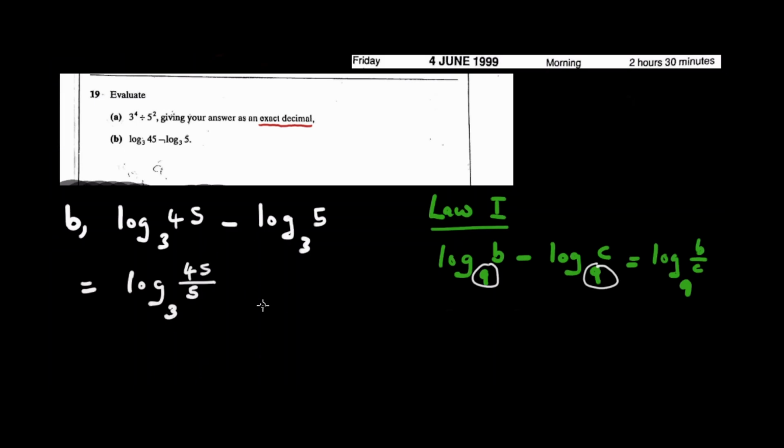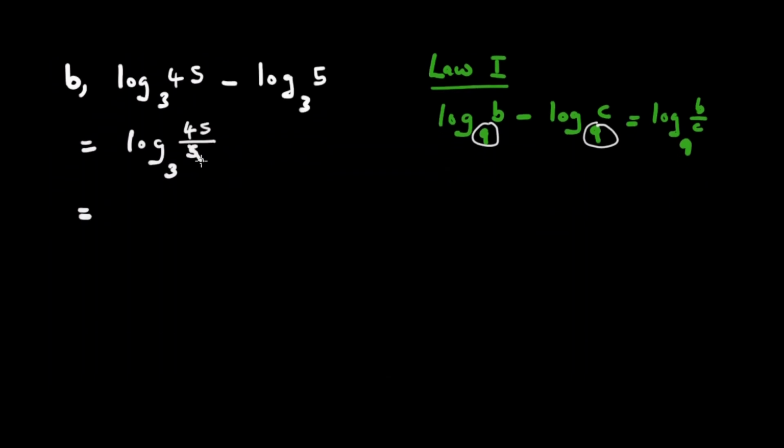Can we further simplify this? I think we can. 5 into 5 is 1. What is 5 into 45? It is 9. 9, 18, 27, 36, 45. So it is 9. It means that here we have log 9 base 3.